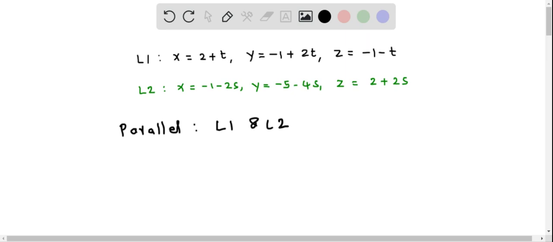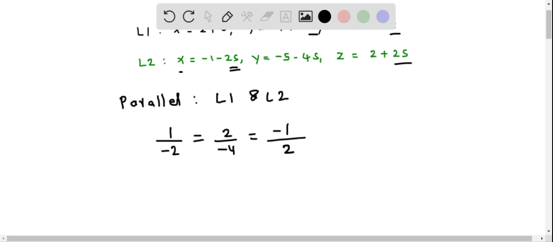So in x, the coefficient of t is 1. So I take this quotient as 1, and then this has to be divided by the coefficient of s in x, which is negative 2 here. And this has to be equal to, we now take the coefficient of t in y for L1, that is 2, and then this has to be divided by the coefficient of s in y for L2, that is negative 4. And we set this equal to, now we take the coefficient of t in z for L1, that is negative 1, and this has to be divided by the coefficient of s in z for L2, which is 2. Now let's check if this equation is true.